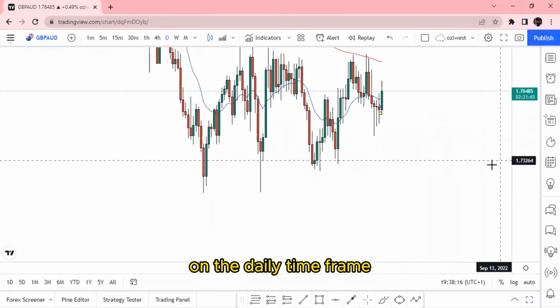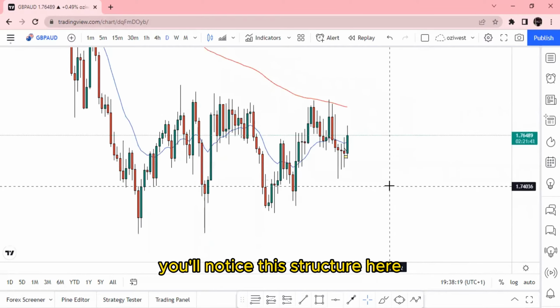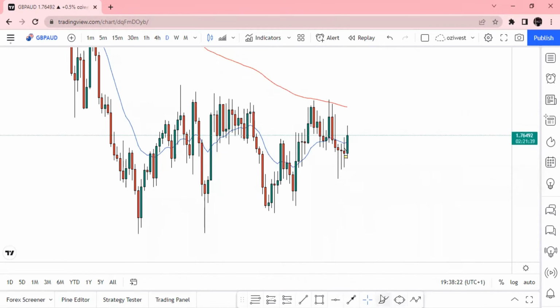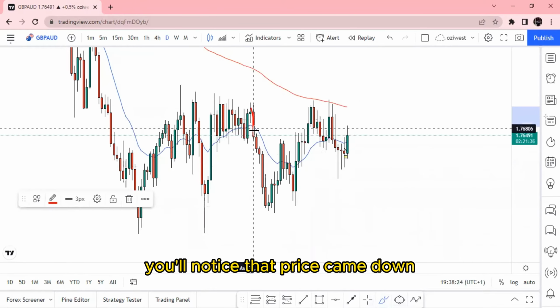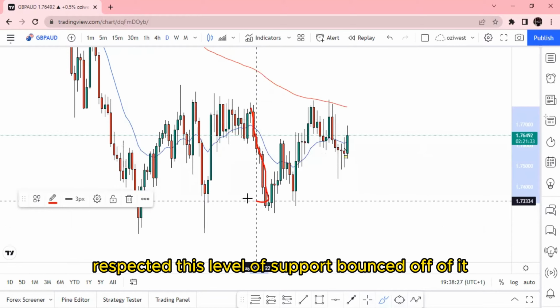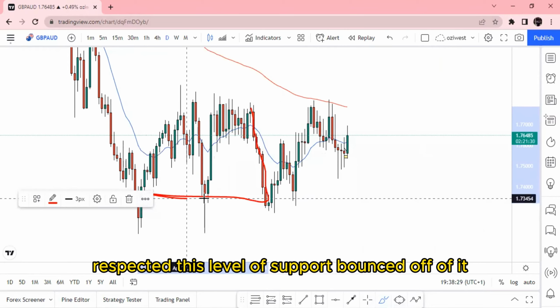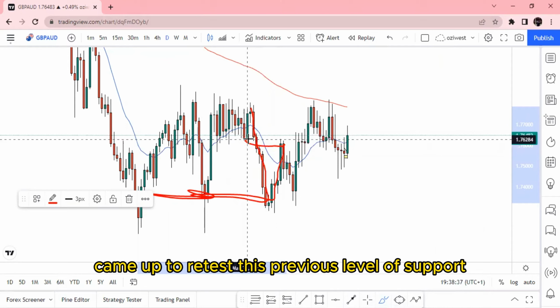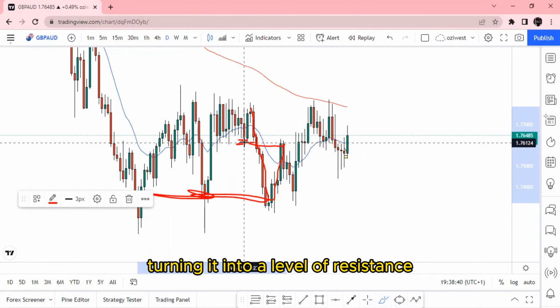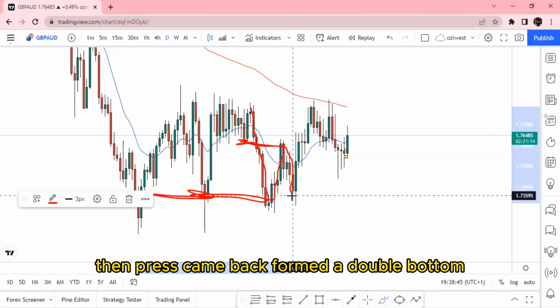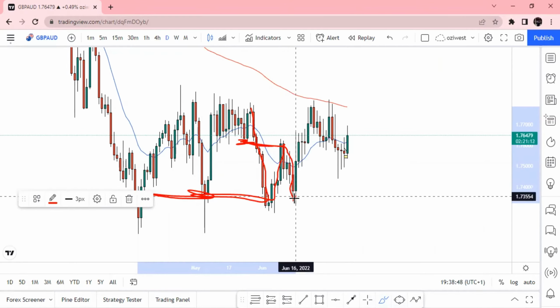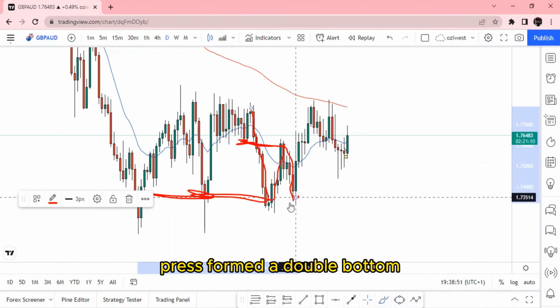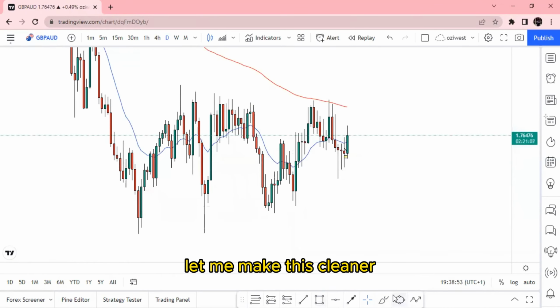On the daily time frame, we'll notice this structure here. Notice that price came down, respected this level of support, bounced off of it, came up to retest this previous level of support, turning it into a level of resistance. Then price came back and formed a double bottom. Let me make this cleaner.